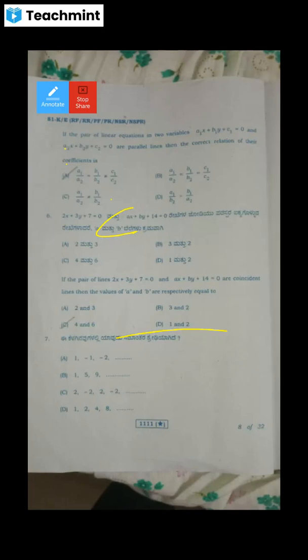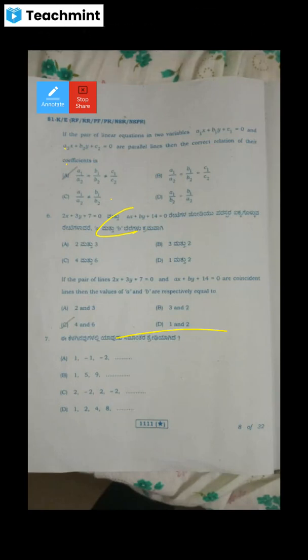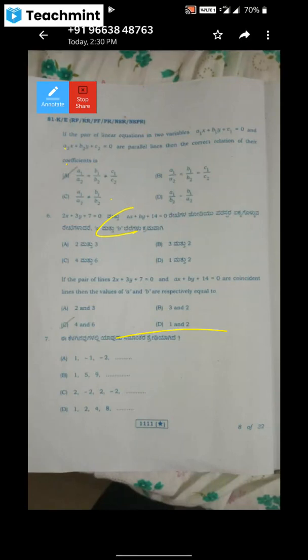For the sixth question, if the pair of lines 2x plus 3y plus 7 equal to 0 and ax plus by plus 14 equal to 0 are coincident lines, then the values of a and b are respectively equal to? For coincident lines, the condition should be like this: a1 by a2 equal to b1 by b2 equal to c1 by c2. So here c1 by c2 is what? 7 by 14, that is 1 by 2. So every coefficient ratio should be 1 by 2. For the x coefficient, 2 divided by a.